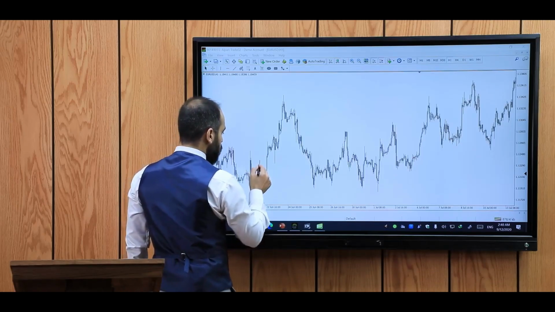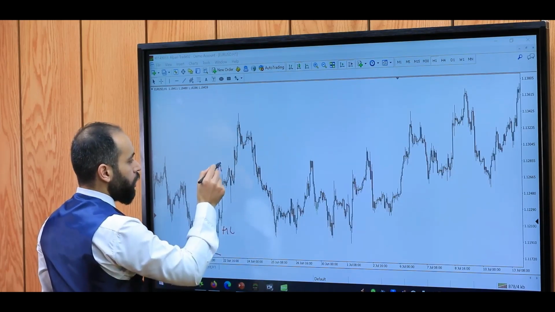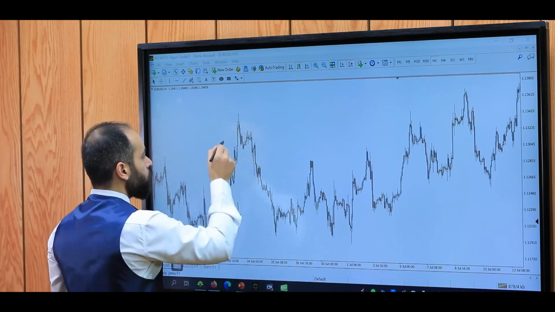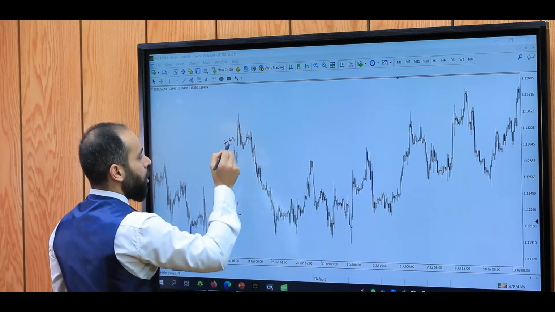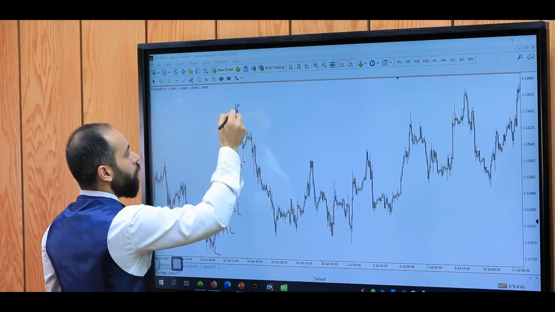Right here is a low, then here is a high, followed by a higher low and a higher high, so it is a confirmed uptrend. Moving along, we see again a higher low, another higher high, and yet again a higher low, and right here too, we observe a higher high.